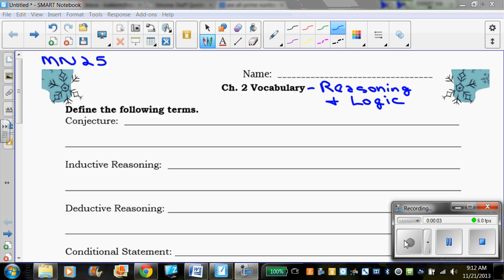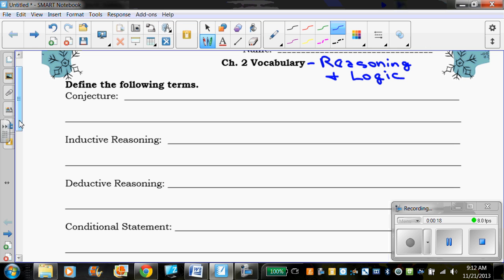Welcome, ladies and gentlemen, to your MN25 notes, where we are going to talk about reasoning and logic. You'll see this note guide has a lot of terms on the front. I'm going to define these terms and give an example of each one to kind of get us started with our reasoning and logic mini unit. Conjecture is the first word.